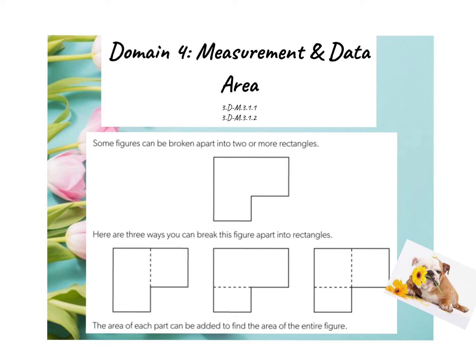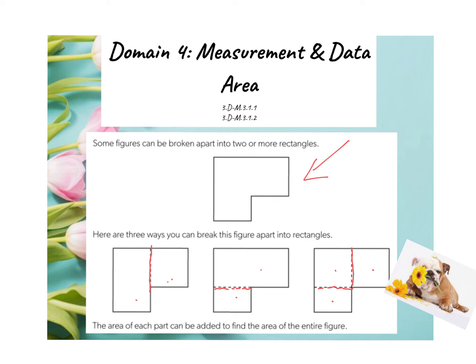Now today we're going to talk a little bit about how some figures can be broken apart into 2 or more rectangles. So if we have a funky looking shape like this guy, here are 3 ways you can break this figure apart into actual rectangles. So we can go right there, so we have one rectangle and another. We can break it apart going this way, where we have one rectangle and another. Or we can break it apart this way, and this way we actually have 2 squares in a rectangle, okay? Oh, and this one's a square over here too.